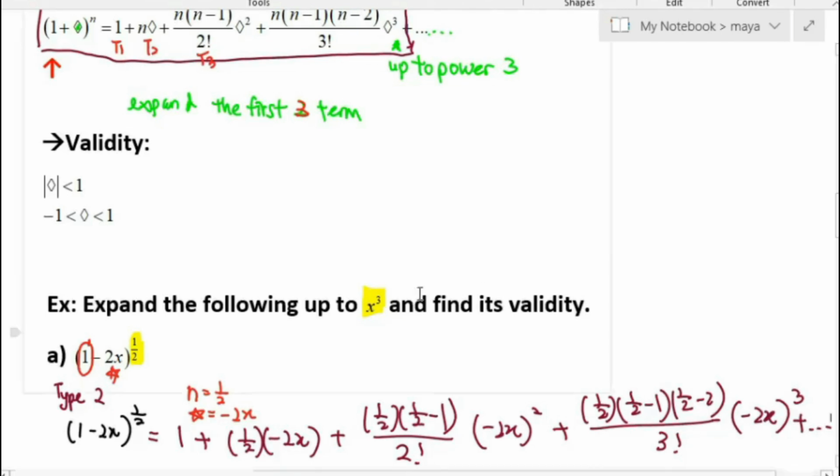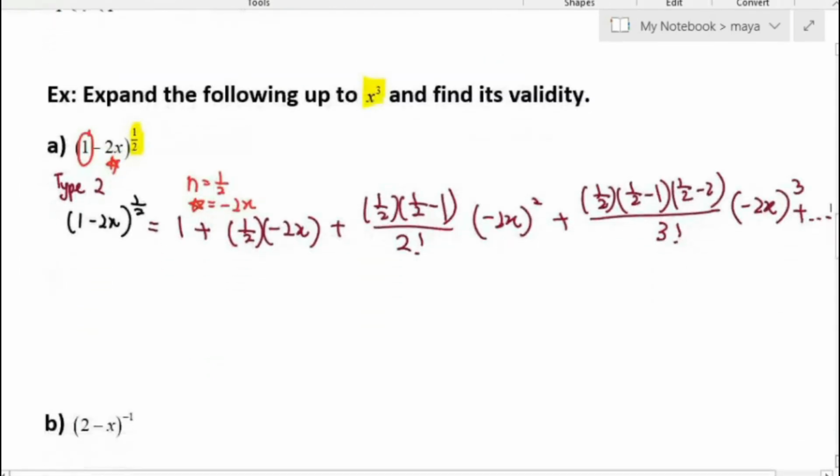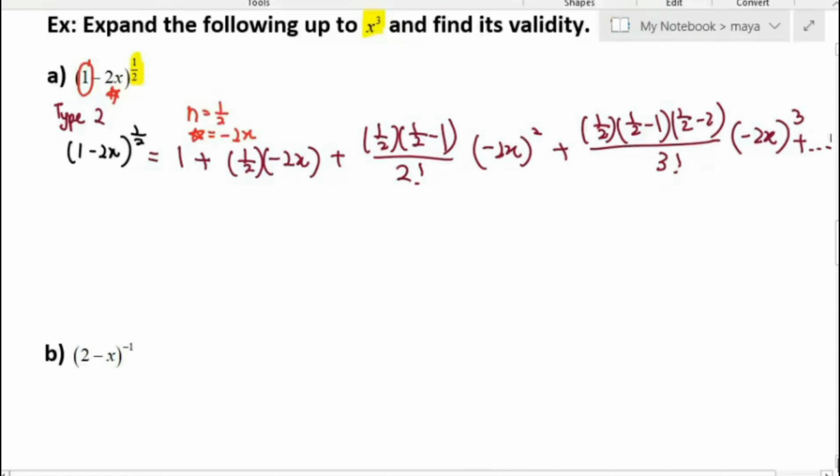So I will show until up to the power of x to the power of 3. So how are you going to simplify this expansion? Just press your calculator only. Press your calculator, 1 over 2 times negative 2. It will give you negative x.